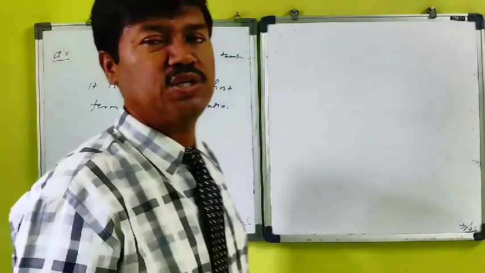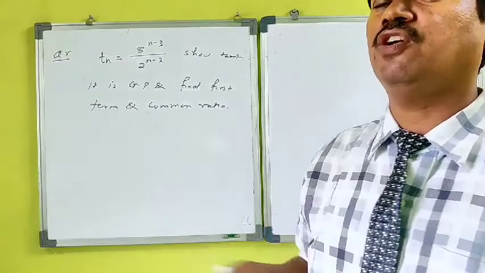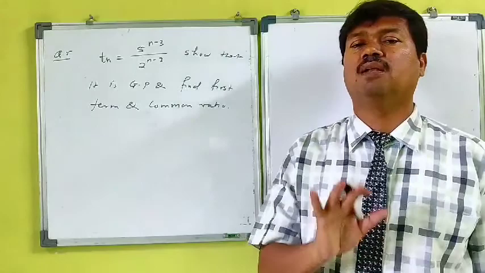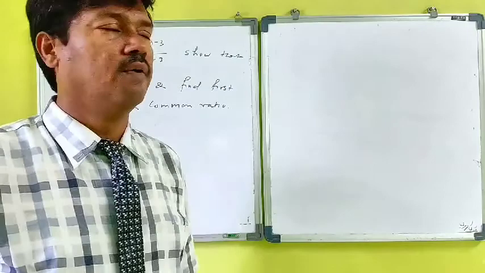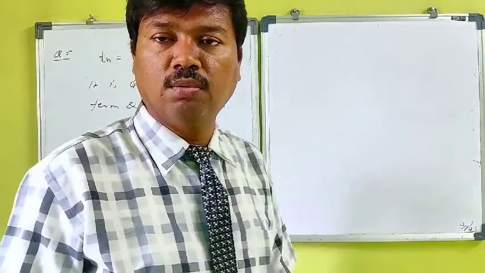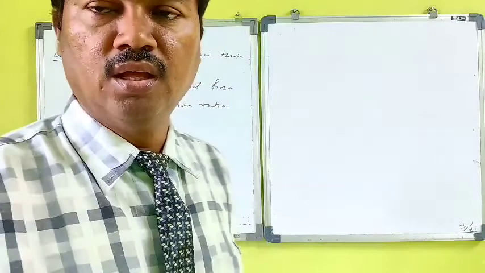Whenever Tn is given and I want to prove that it is a GP, remember that you have to use its definition. The definition is that Tn plus 1 upon Tn should always be constant. So here we have to find Tn plus 1, Tn is already given, and then find the ratio of the two. If that ratio is constant, constant means it should be free of n. There should not be n present. So that is the definition.